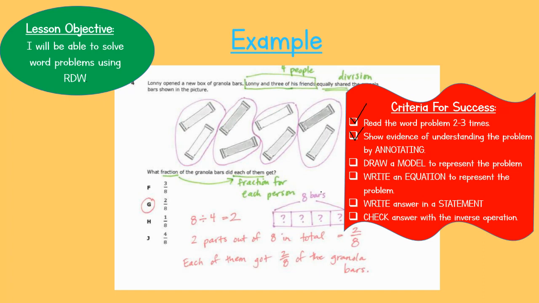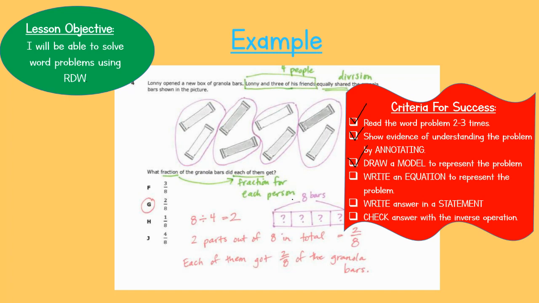Draw a model to represent the problem. Here they drew a tape diagram. They drew 4 boxes to represent Lonnie and his 3 friends and 8 bars being equally shared into all 4 of these boxes. They also used the model that was given to them. They circled 4 groups of 2.